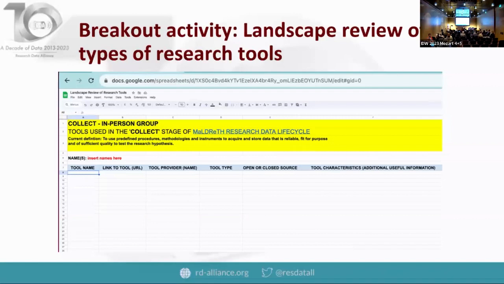Could we please go to the online participants so that they can share their report back on storage?